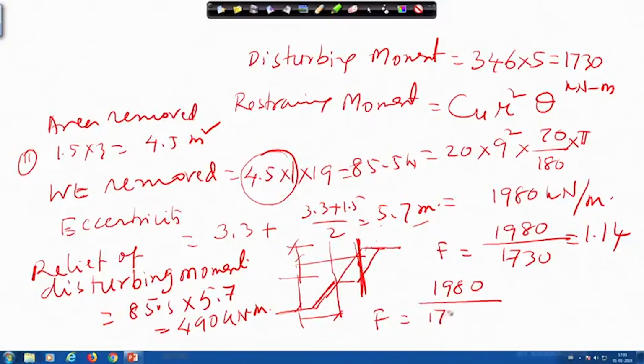So, now the new factor of safety will become: 1980 is the resisting moment, unchanged, but the disturbing moment is reduced. Originally it was 1730, now 490 is subtracted. So, this gives you a factor of safety equal to 1.6. You can see that originally your factor of safety was 1.14. When you remove some portion from the top, the improvement is large. If you remove from the bottom, the effect will be negligible, but when you remove from the top, the effect will be maximum. So, this is the practical solution we adopt in the field.